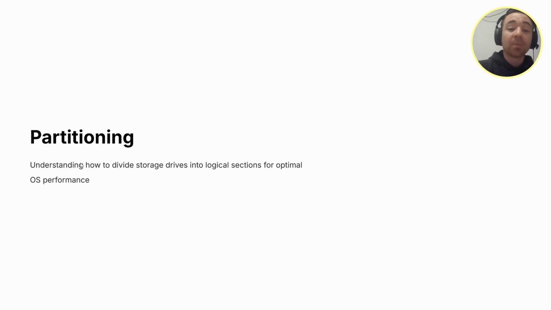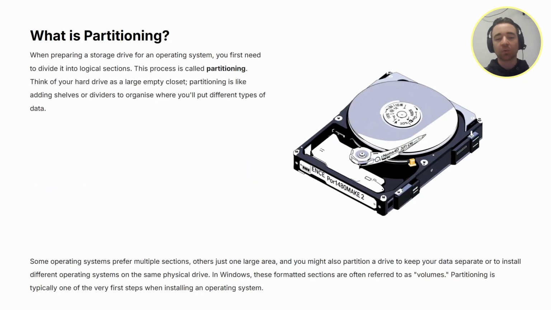Okay. Partitioning. What is it? What do we need to know about it? So, what is partitioning? We've already talked about it a little bit here and there, but let's get specific and let's do it intentionally. When preparing a storage drive for an operating system, you first need to divide it into logical sections. What does that mean? That means I've got my drive here and I'm just going to divide it into sections. So I might say, hey, this section is for this. This section is for this. This section is for this, right? And I'm putting specific things on specific parts or partitions of that drive. This process is called partitioning.